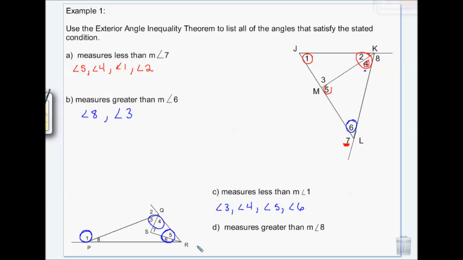If we look at angle 8, angle 8 is a remote interior angle with angles 5 and 6 to angle 2. That's the exterior angle for 8. So when we say its measure is greater than, we know this exterior angle is greater than angle 8, so that's just going to be angle 2. If there was another exterior angle over here, it would also be greater than. If I stuck some other exterior angle out here, but we don't have another one, so it's just angle 2.